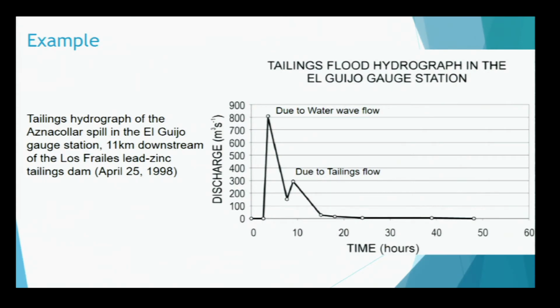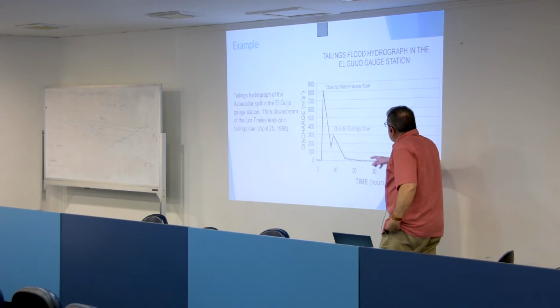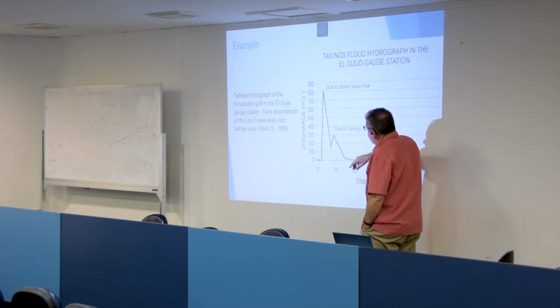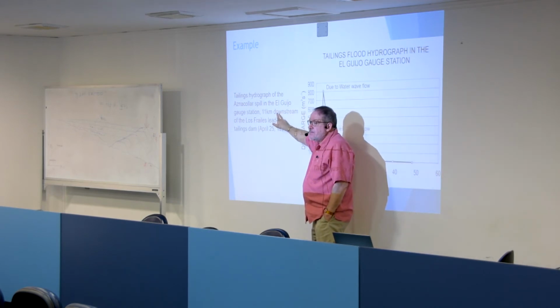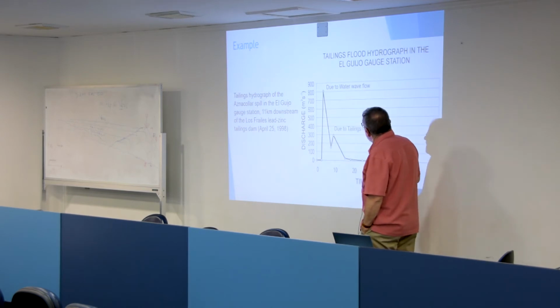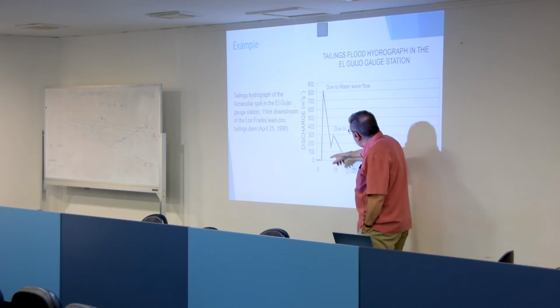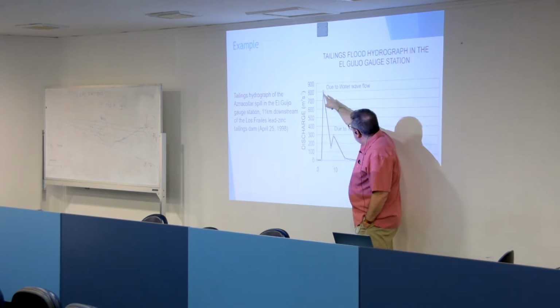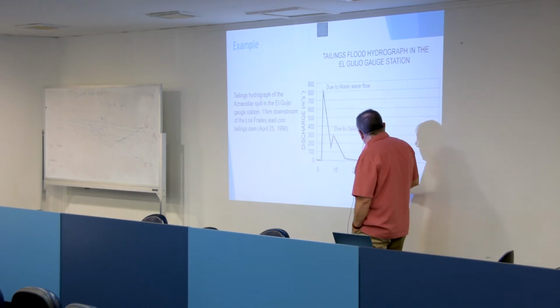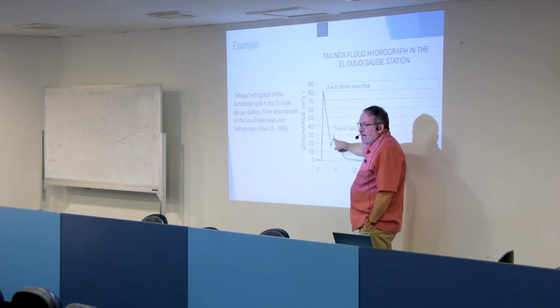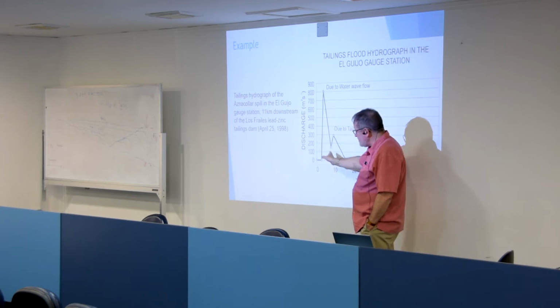This is an example that came out on this analysis, and this is for the tailing dam in Spain. It was a lead-zinc dam. This was 1998. It's a case that was studied quite a bit, and what is interesting is this hydrograph that was taken at a certain distance, about 11 kilometers downstream of where the tailing dam failed, on April 25, 1998. In the hydrograph that they recorded there, first the water got there, and then a few hours later, there was a tailings wave reaching that particular location.